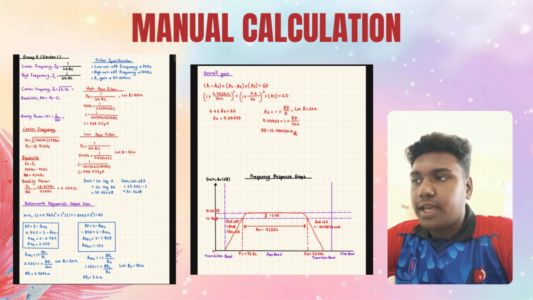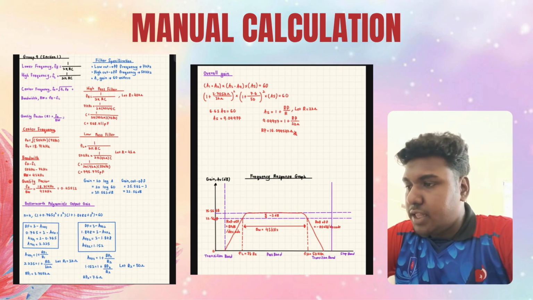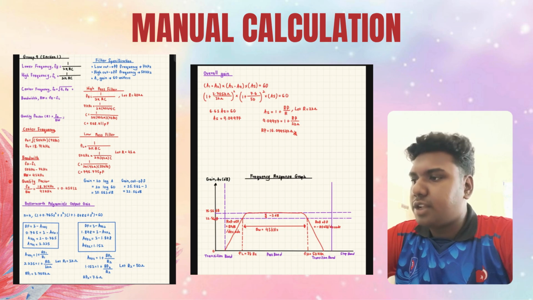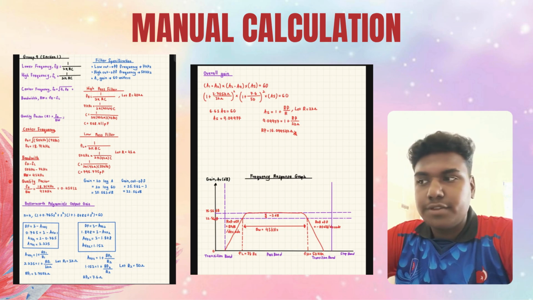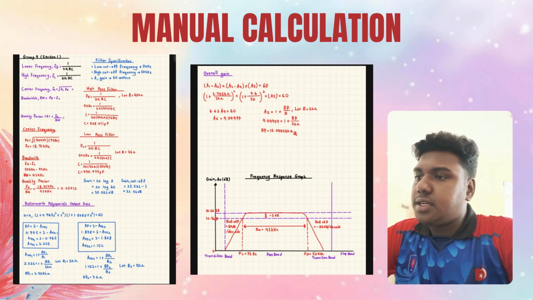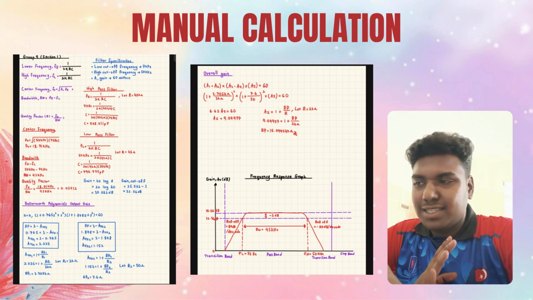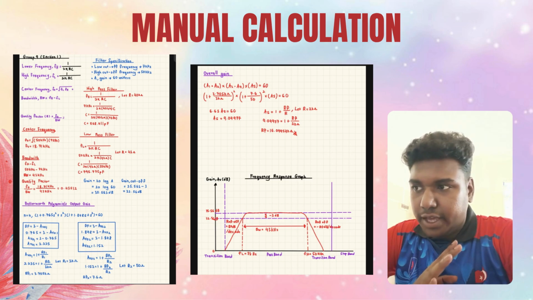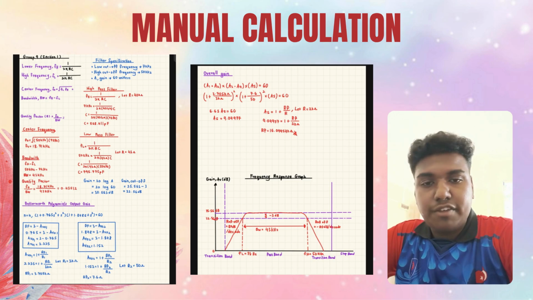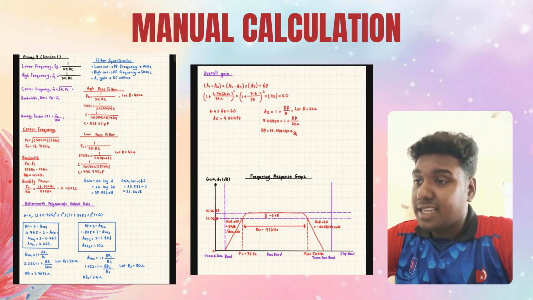Next is the center frequency. We got 18.71 kilohertz. For bandwidth we got 43 kilohertz. And then the quality factor is 0.43512. As we can see here for gain, 20 log A is the main formula for gain. So we got 35.563 dB.